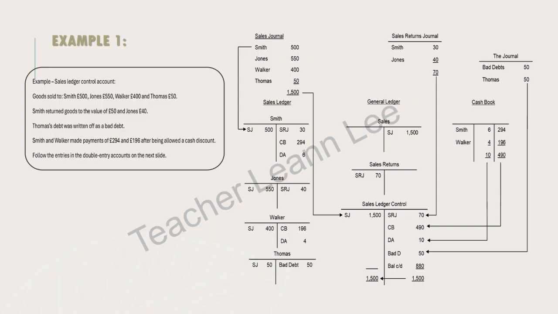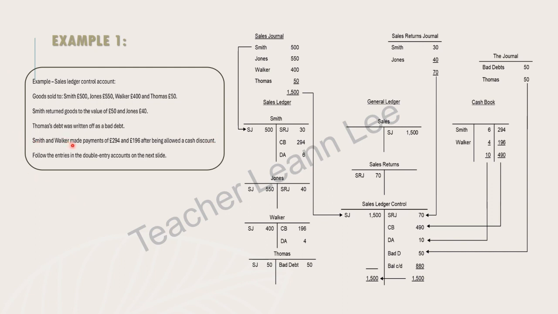Okay, now I give an example as an illustration for this SLC. Example 1, the sales ledger control account. Goods were sold to Smith 500, Jones 550, Walker 400, and Thomas 50. Smith and Jones returned goods of 50 and 40 respectively. Thomas' debt was written off as a bad debt. This happened during the year.